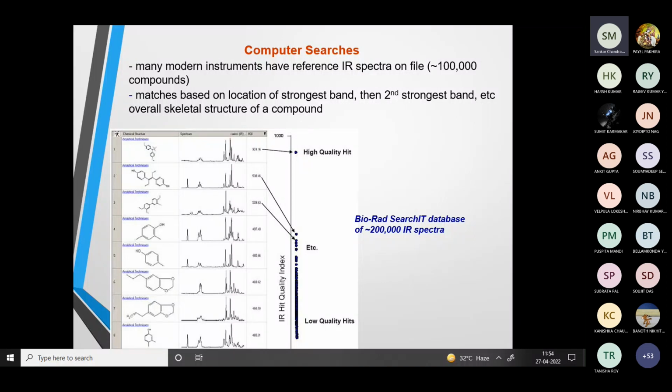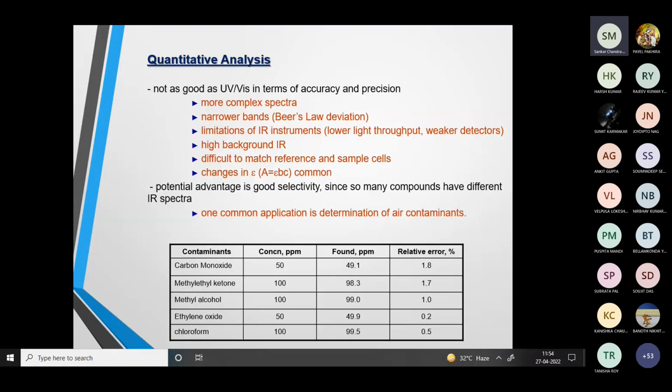Now the quantitative analysis, though it is complicated, can be done quite well by means of infrared spectroscopy. What I told you, I have already explained their applications. These are the different concentrations, with variation of the concentration at different levels: carbon monoxide, methyl ethyl ketone, methyl alcohol, that can be identified by means of this quantitative analysis.